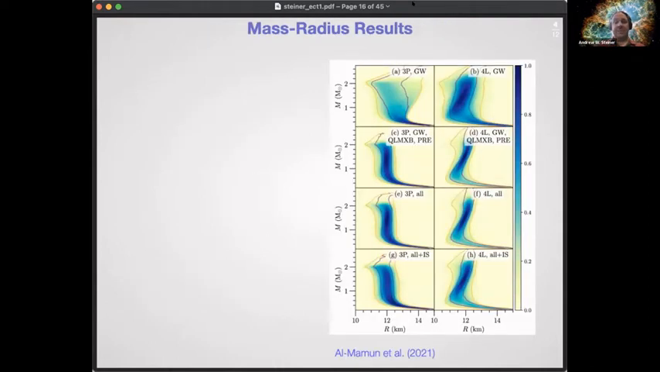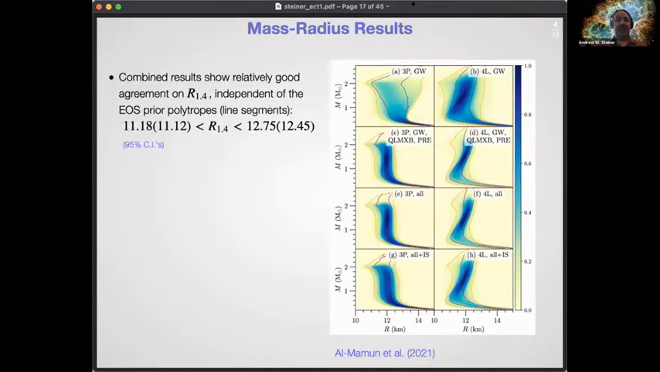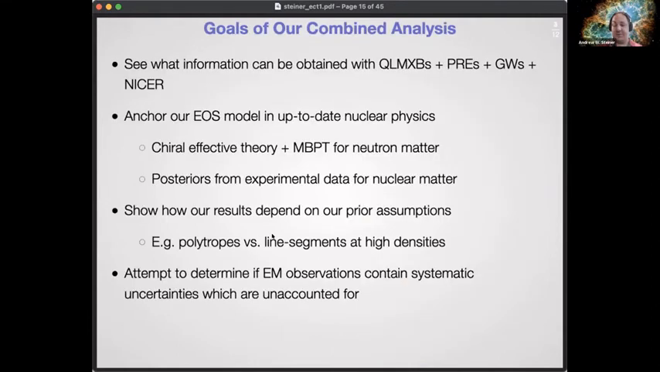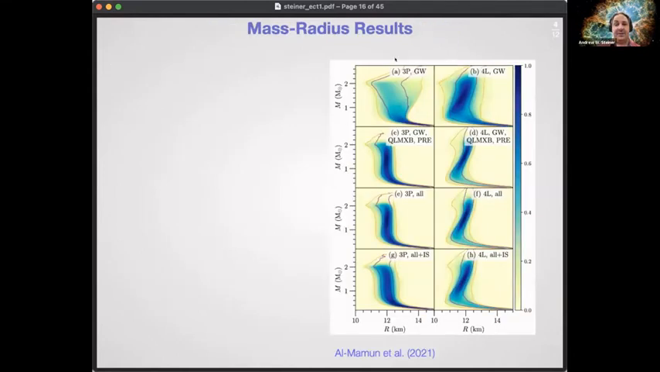So here are results for the mass radius curve. I'm just going to jump right in. The vertical axis is of course mass, but it also shows different data sets. And the two columns represent the two different priors at high density, polytropes on the left versus line segments on the right, 3p or 4l.